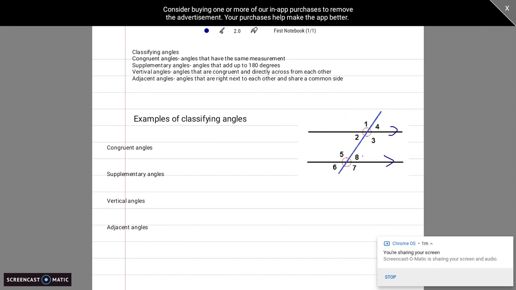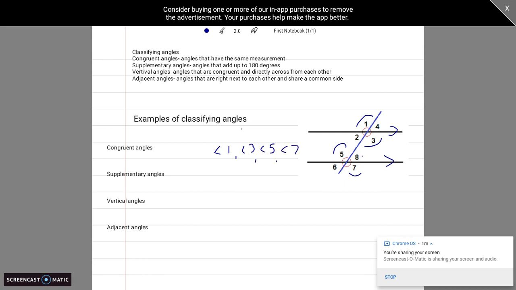So the first one is congruent. Congruent means that they are the same, so angles that have the same measurement. Like I just said, there are only 2 types of angle measurements, so there are a lot of congruent angles here. If I were to look at angle 1, it is an obtuse angle right here. Other obtuse angles are 3, 5, and 7. So all those are going to be congruent.